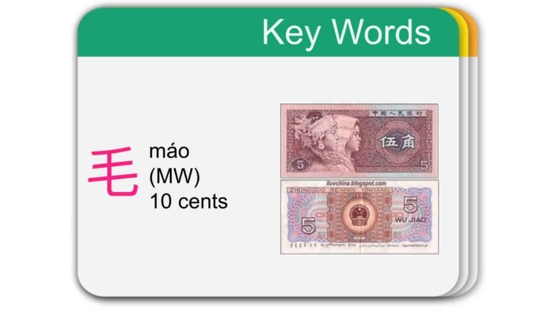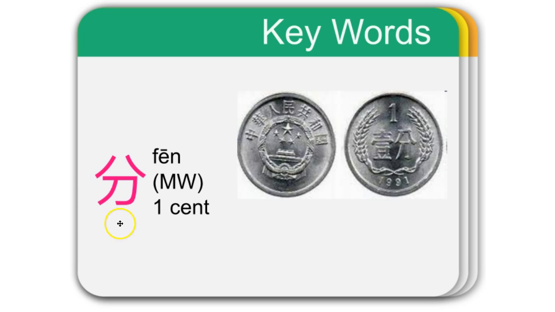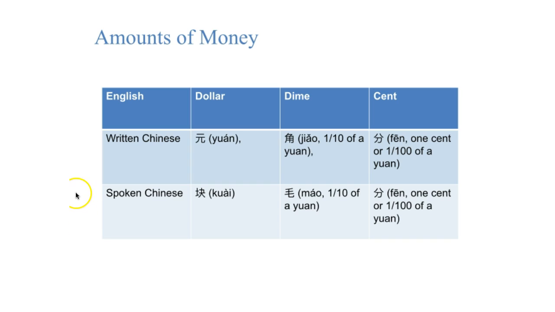If I want to talk about single cents, I would use the measure word 分, which means 1 cent. 一分钱 is 1 cent. 2分钱 is 2 cents. 3分钱 is 3 cents. 4分钱 is 4 cents. 5分钱 is 5 cents, and so forth. Like in English, there are different ways to talk about money in written Chinese or spoken Chinese.